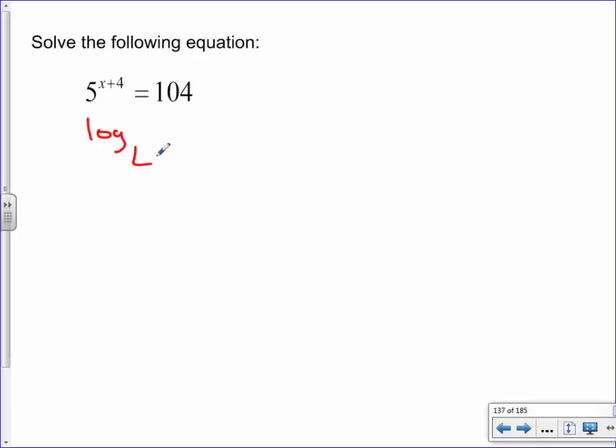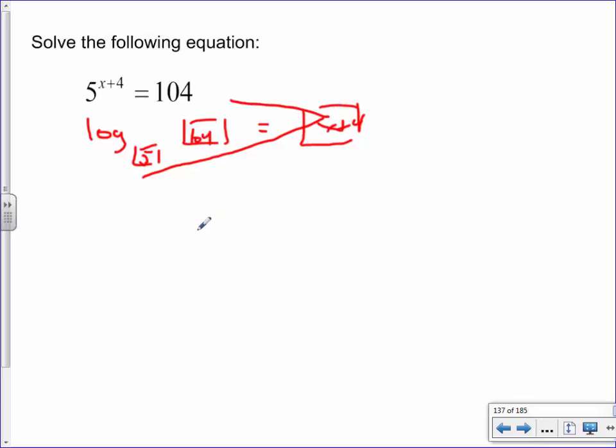Let's convert it into a log. We need a log with the base of a number to equal that. What goes where? 5 is the base. 5 is definitely the base, because the base of the log is the base of the exponent. And then 104 goes there. Because 5 to the power of x plus 4 gives you 104. So this means you need log base 5 of 104 equals x plus 4.